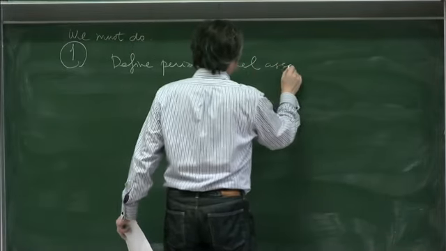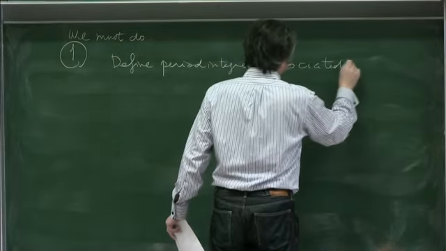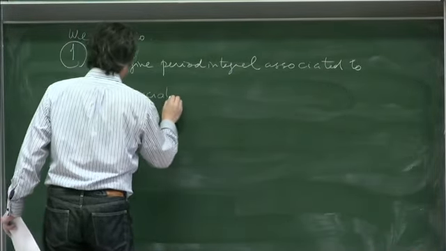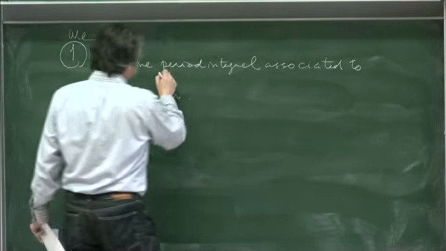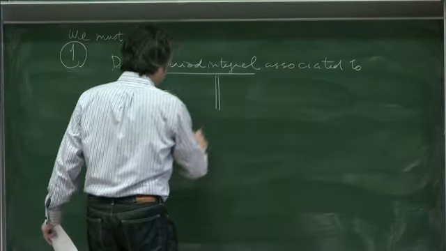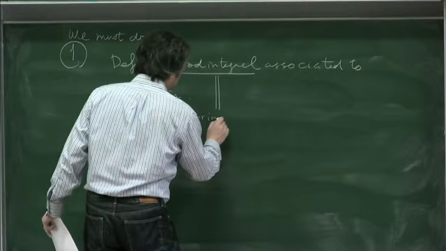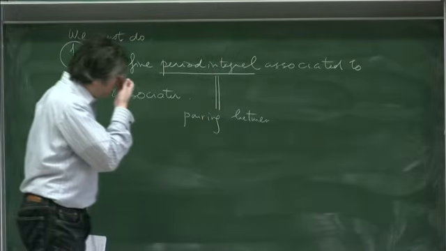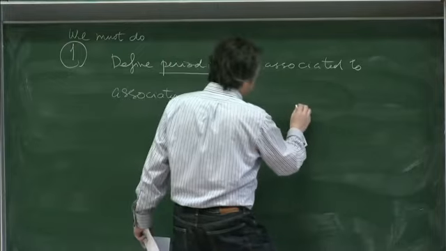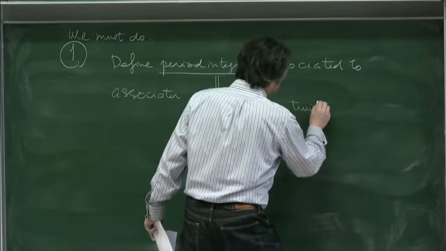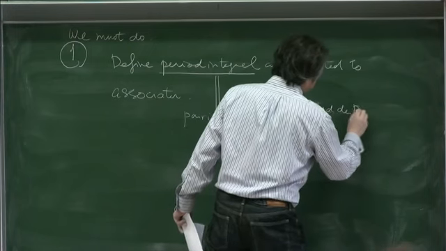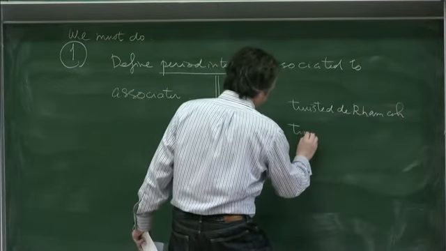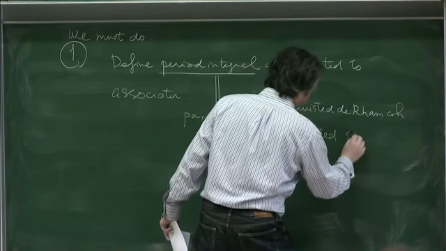associated to associator. So period integral is a pairing between some twisted de Rham complex, de Rham homology, and untwisted singular cohomology.